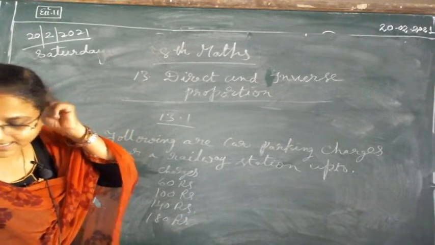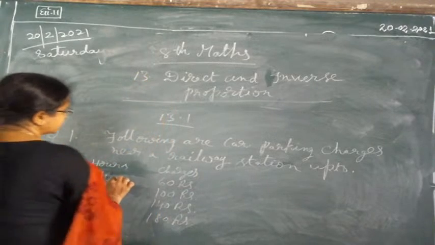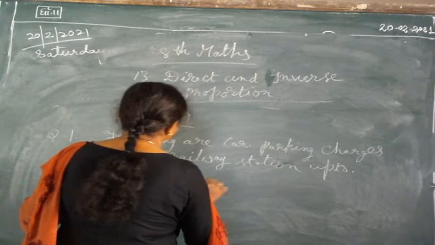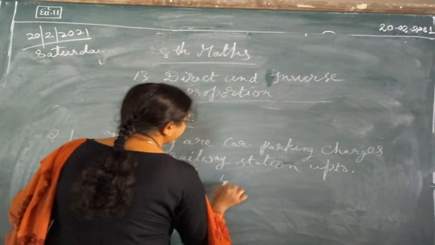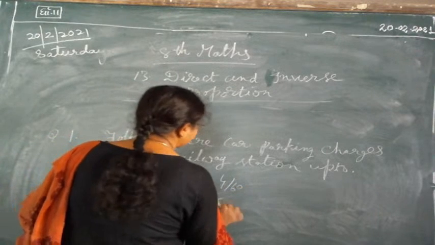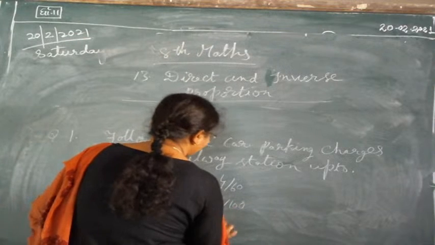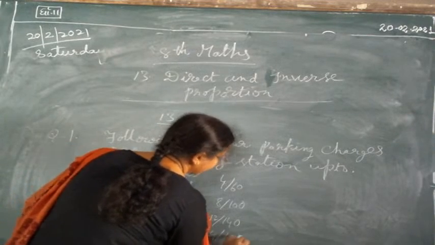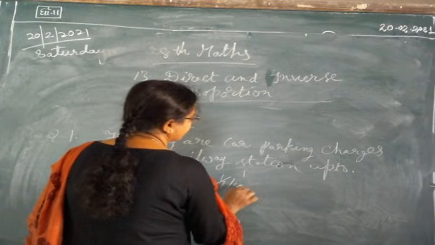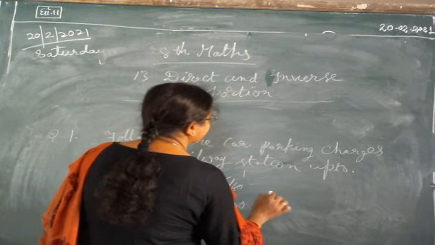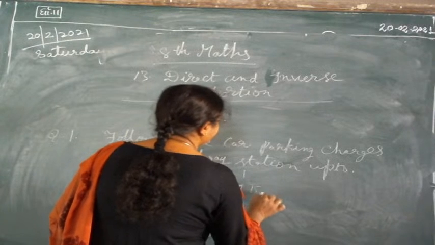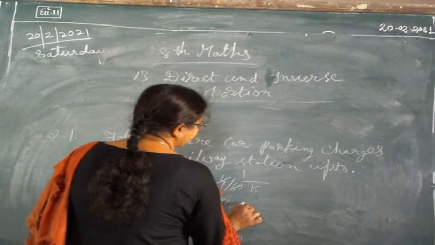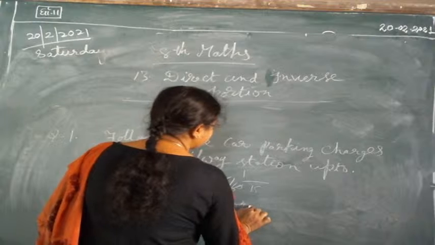Check if the parking charges are in direct proportion to the parking time. How can you check? So you have to take the ratio of hours and charges. It means 4 by 60, as well as 8 by 100, and 12 by 140, and 24 by 180. That you have to find. 4 ones are 4, 4 fifteens are 60, so 1 by 15 came here. Then here 8 ones are 8, 8 twelves are 96.